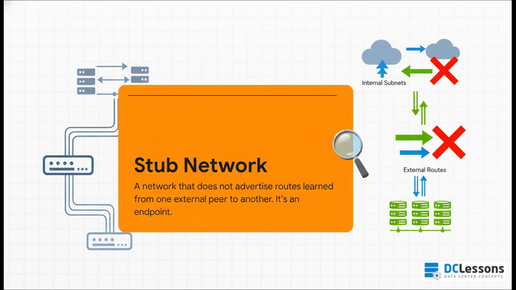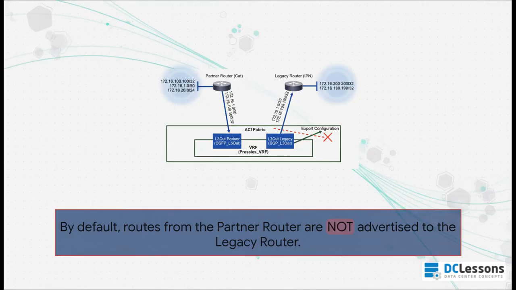So ACI is great at telling the outside world about its own internal networks, but here's the kicker. It will absolutely not advertise a route it learns from one neighbor to another neighbor. It's a dead end. This diagram just lays it all out perfectly. Over on the left, you've got a partner router, and it's sending its routes into the ACI fabric. The fabric learns them just fine, but then look at the right side. The fabric never passes that information along to the legacy router. That big red X says it all. Even if they're in the same VRF, those two external networks might as well be on different planets.